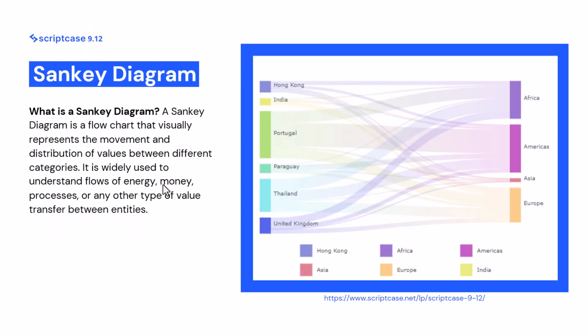The next one is the Sankey diagram. This is very interesting. It's like a flow chart that visually represents the movement and distribution of values between different categories. So we can use it to understand flows of energy, money, processes, or any other type of value transfer between entities. So you have two different dimensions, and then you're going to analyze a flow between these two dimensions.